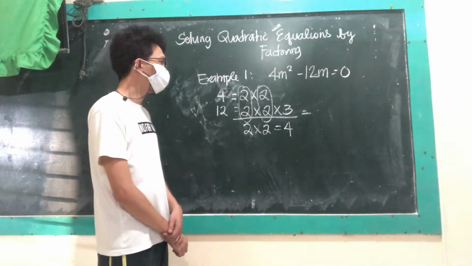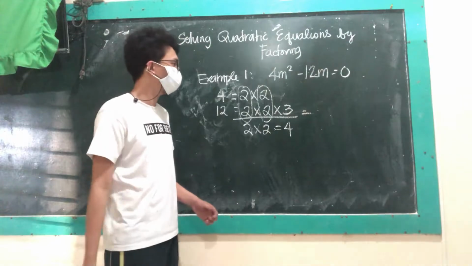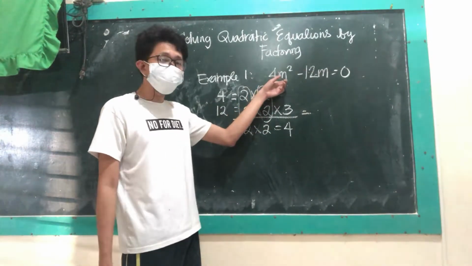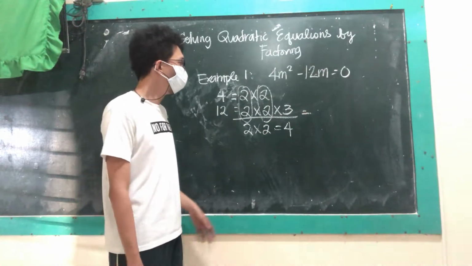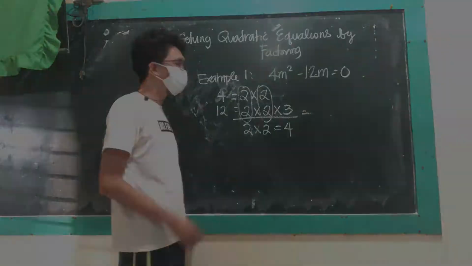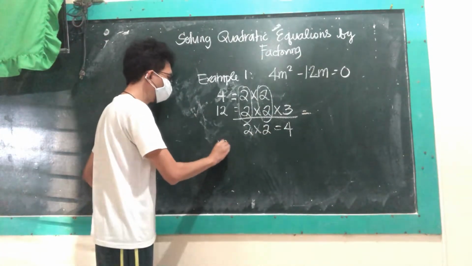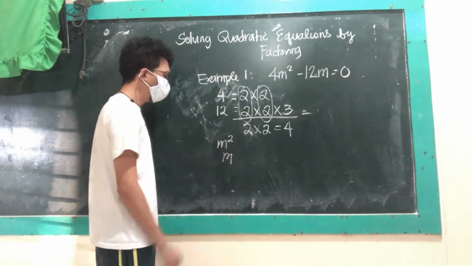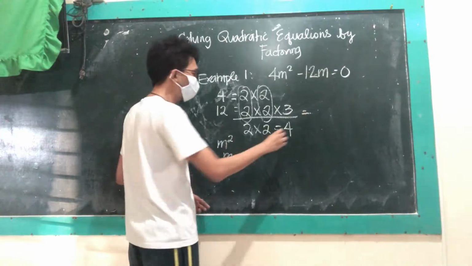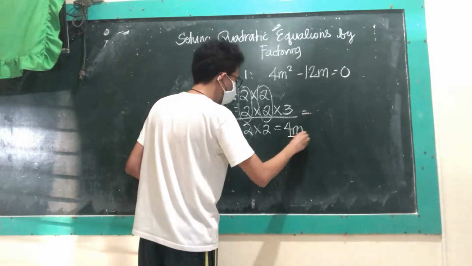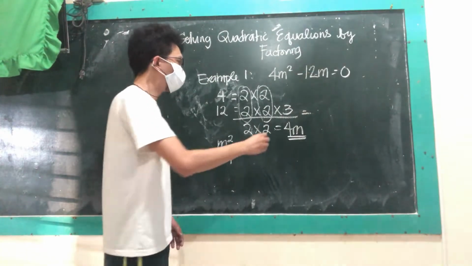And for the literal coefficient, which means variables, including the exponents, we have m squared and m. We're going to get the variable with the lower exponent. In this case, for m squared and m, the lower is m. Therefore, it will be paired to 4, and the common factor is 4m. So we will separate 4m.